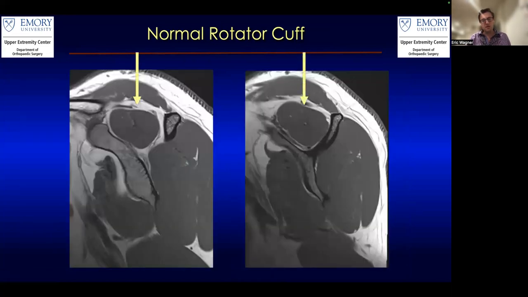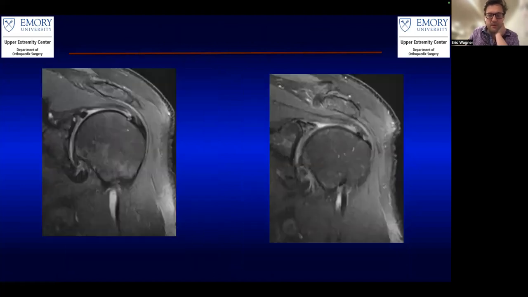Good muscle, as you can see here. So supraspinatus looks good. So does your subscapularis, and so does your infraspinatus and your teres minor. You can see this as a partial cuff tear.